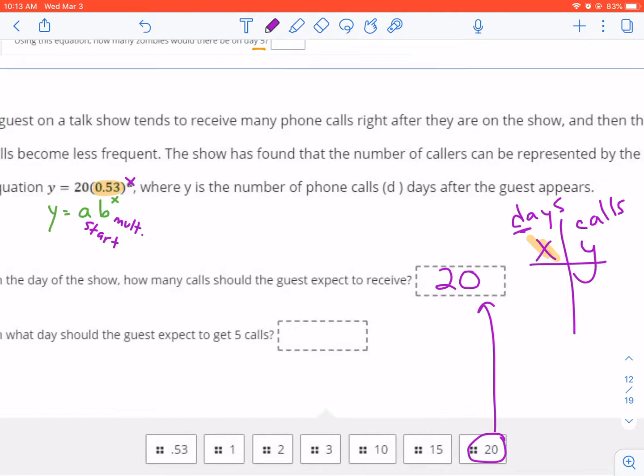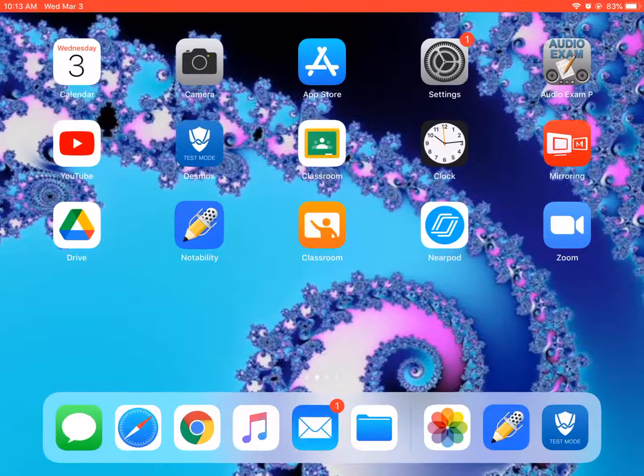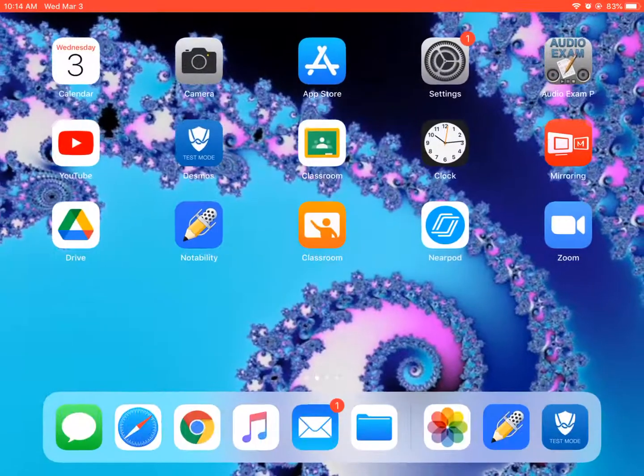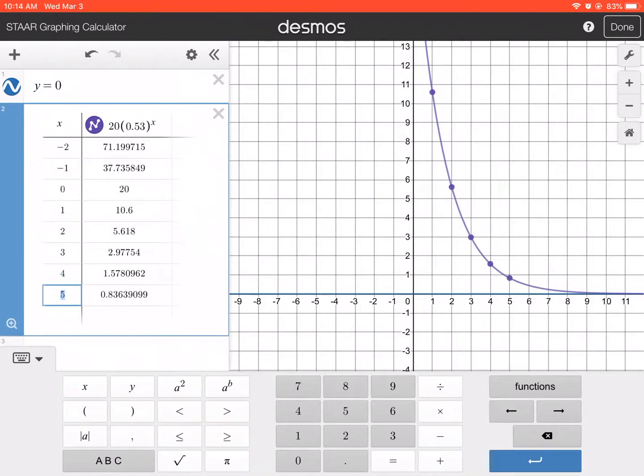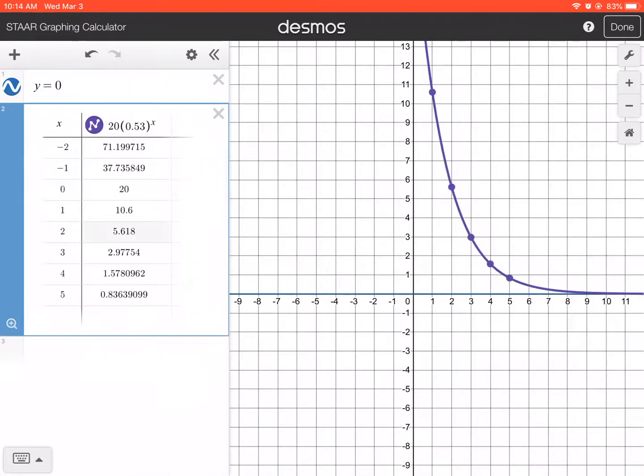So it says 5 calls. That 5 needs to be in the y column. If you want to continue extending your table, you can click on that x value and hit enter, but we didn't actually need to do that because I see the 5 right there. We do not have 5 exactly. This is the best approximation that we can come to whenever we're using the prediction tool or answering this question. So here, 5.618 is not quite 6 calls, so that's our answer.